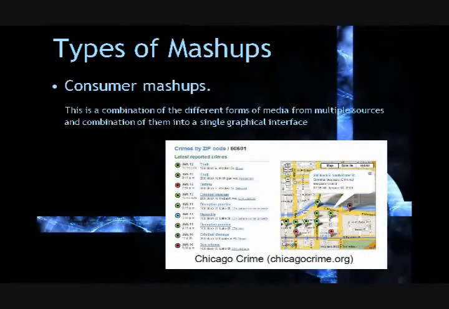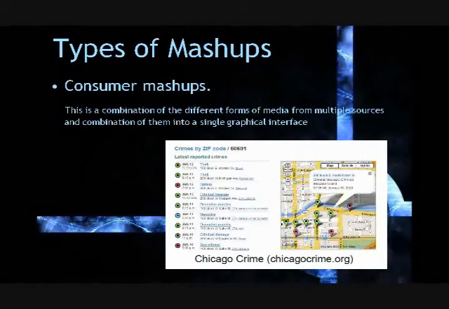Want to see the crime scene areas? For an example of a consumer mashup is chicagocrime.org, which gets the crime areas from the crime department and displays this listing on a Google map by using a Google Maps API. The results displayed below are searches for latest reported crimes.